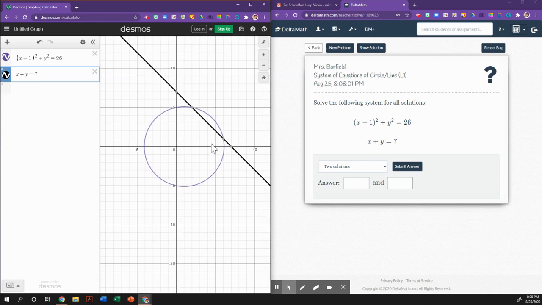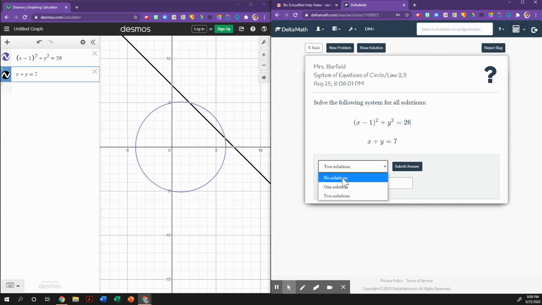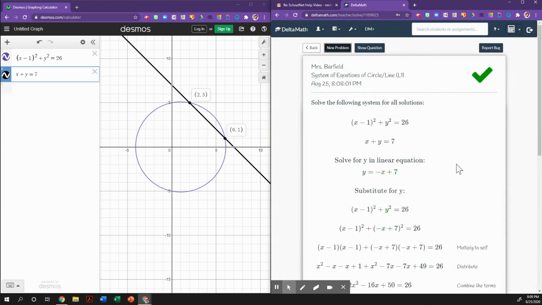You can see again, no solution, one solution, two solutions, based on where that line crosses through that circle. We do have 2 solutions, and those happen at 2 comma 5, and then parentheses 6 comma 1. So 2 comma 5, 6 comma 1, submit my answer, yes.